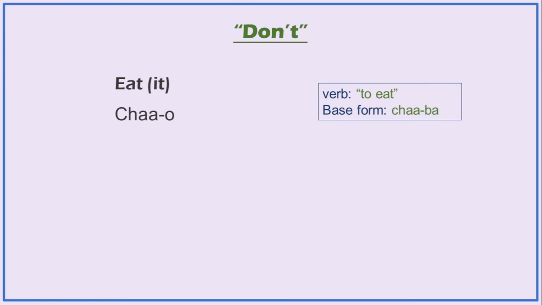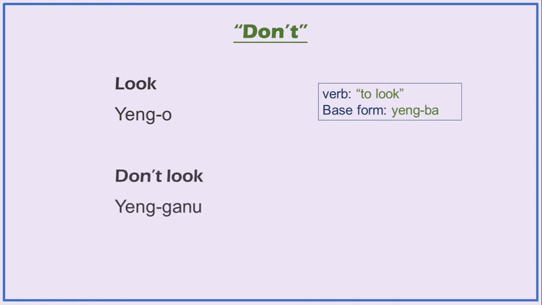Now, looking at some examples. Eat, this is in imperative form. You have to say chao or charo. Now, if you want to say don't eat, the first form will be chaganu, or in the second form, charuno. Look, in the imperative form, yengo. Don't look, the first form, yenganu. In the second form, yenguno. So, with the ng sound, you add the suffix uno.